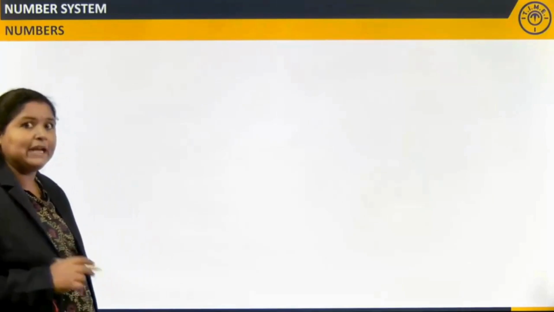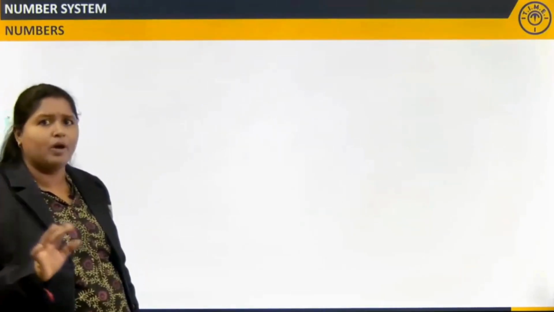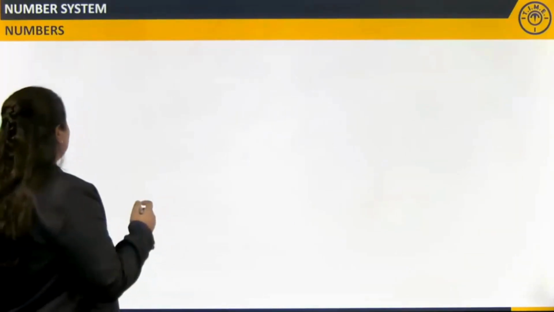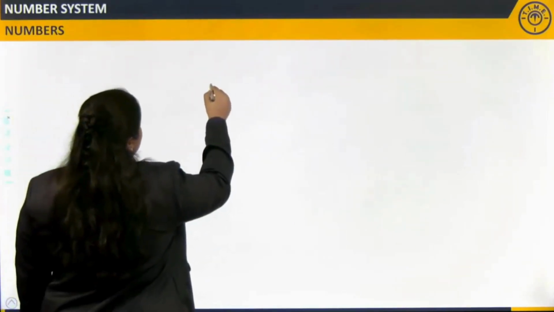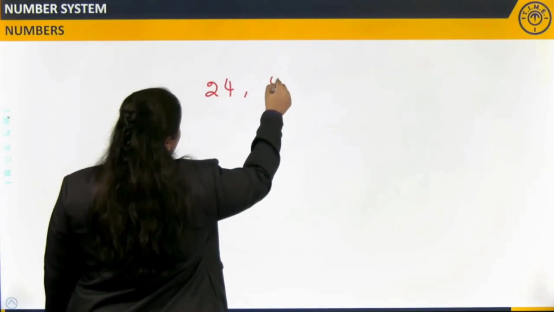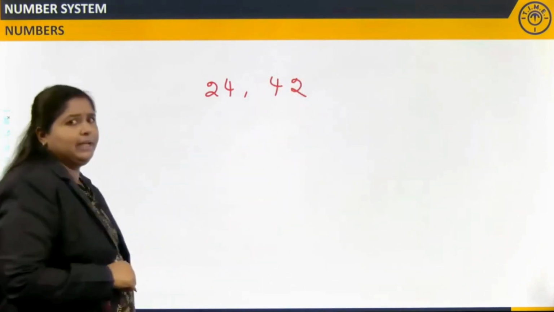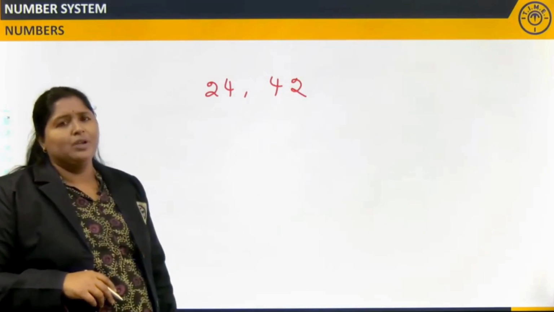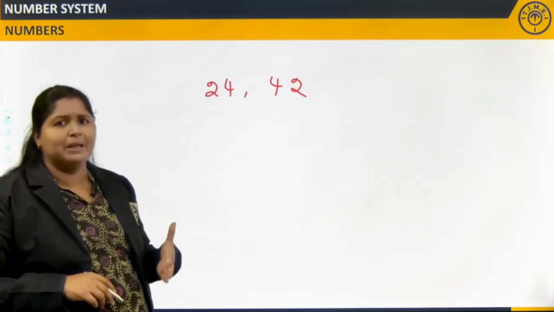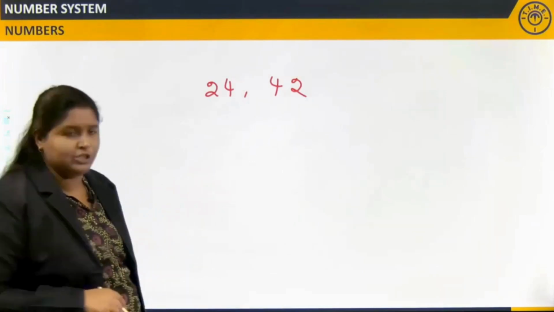Alright, now let us get into how to find HCF of 2 numbers or 3 numbers. You can go on like that. Let us take some numbers. Say we will take 24 and then we will take 42. I am taking 24 and 42. Now, there are different methods to find HCF. Now, I am going to show you the prime factorization method.